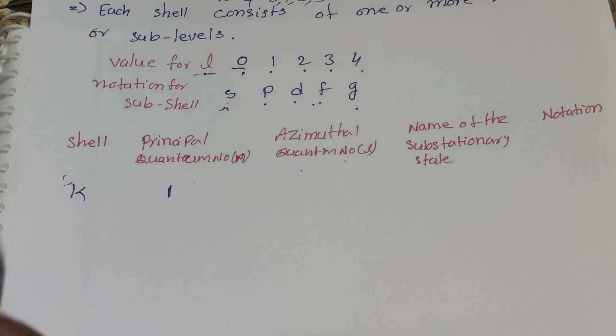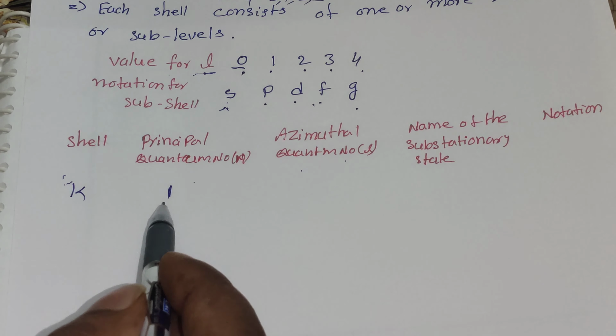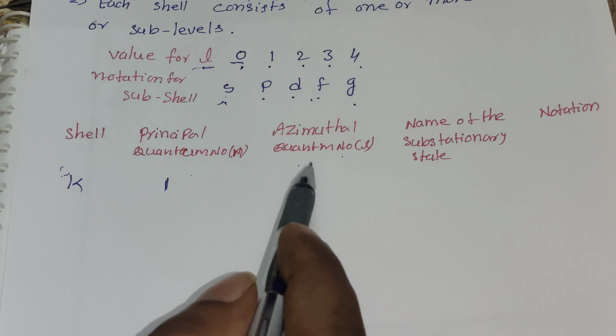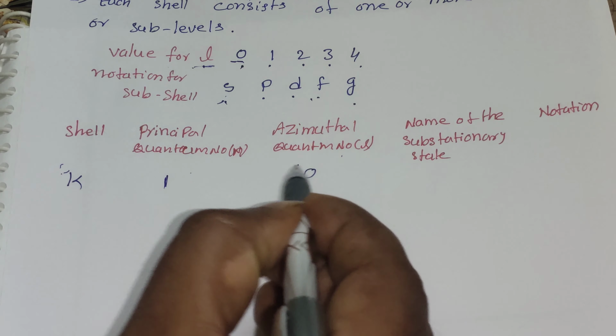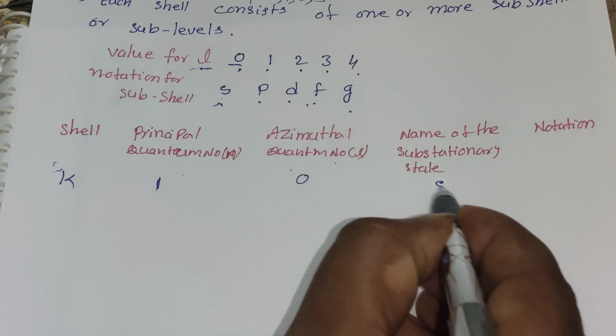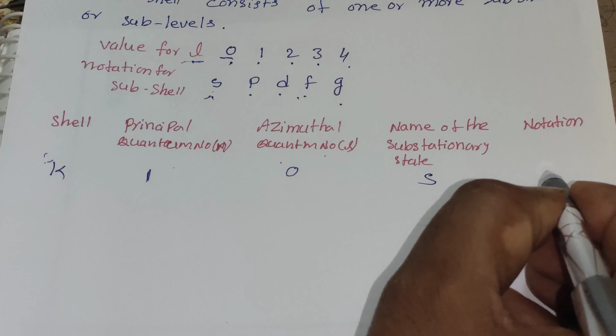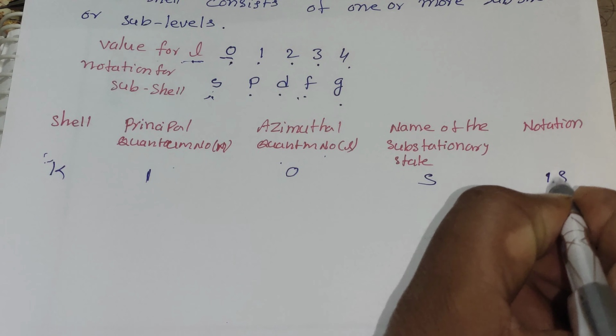Now in the K shell, the n value is equal to 1. So here the angular momentum quantum number, or azimuthal quantum number, value is 0. That 0 indicates it is the s subshell. So n equal to 1, that's why the notation is the 1s orbital.